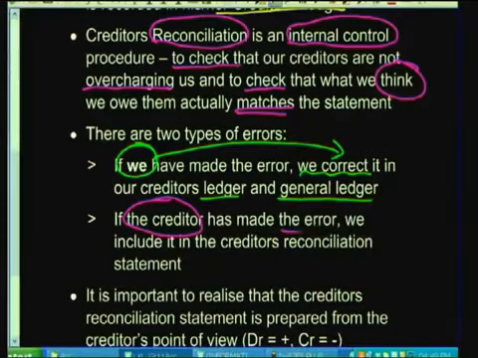However, if the creditor has made the error, we are not the accountant of our creditor. So we can't just go and make entries in our creditor's general ledger or in our creditor's ledger. Obviously, they won't let us have access to their books because they've got accountants to do that sort of thing. So what you must bear in mind is that if the creditor has made the error, we include this error in the creditor's reconciliation statement. We show what error the creditor has made and fix it by recording it in the creditor's reconciliation statement. I'm sure that this rings some bells with another section of work that you've done. In other words, the bank reconciliation statement.